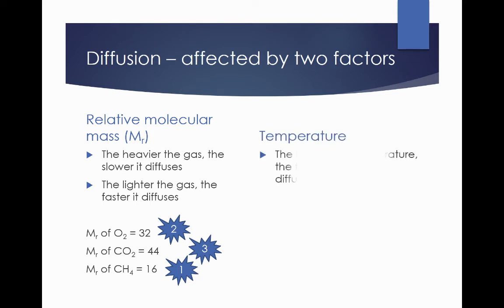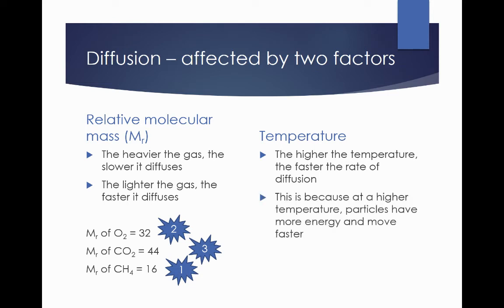It is temperature. In general, this rule states that the higher the temperature, the faster the rate of diffusion. This means that if I have room temperature, 25 degrees Celsius, diffusion will be slower than at a higher temperature of, let's say, 40 or 50 degrees Celsius. The reason is that at a higher temperature, the particles move more quickly and have more energy, and therefore diffusion takes place at an increased pace.